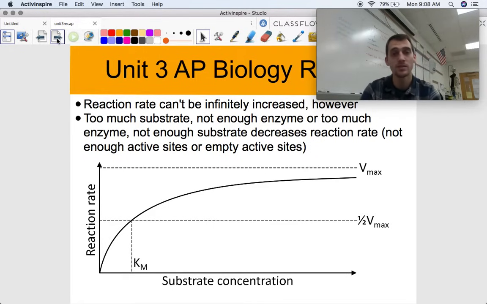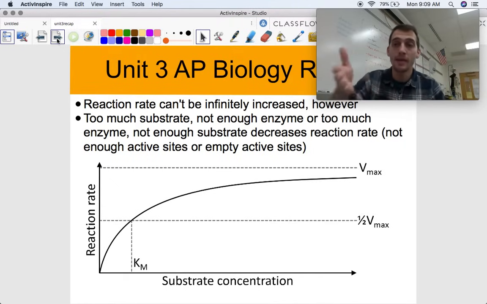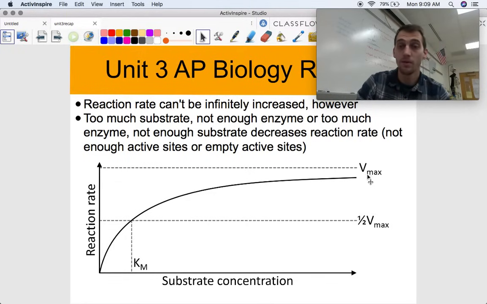So here's why: too much substrate and not enough enzyme, or too much enzyme and not enough substrate, limits reaction rate, because there are not enough active sites or there are empty active sites. Remember, substrates need to bind to the active sites of the enzyme, and it's very substrate specific, right? So increasing either one is going to increase the overall reaction rate. But you can't go infinitely fast. You can't go any faster than what's called Vmax.